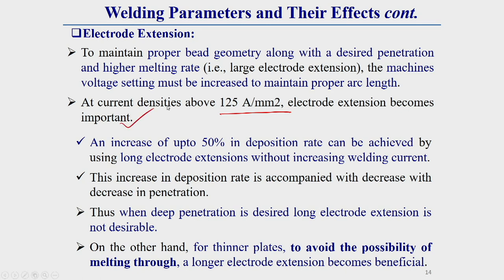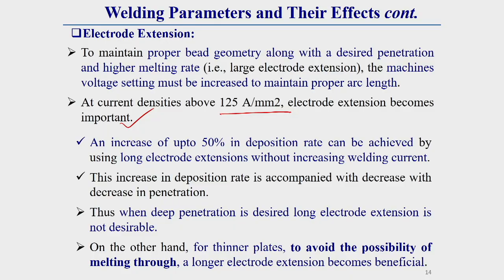Because if this current density is more than this, then this electrode extension will be beneficial. Generally, above this current density we can utilize burn off or resistance heating of the electrode. By resistance heating of the electrode, we can increase the deposition rate by around 50% without changing or increasing the current value. An increase of 50% deposition can be achieved by using a long electrode extension without increasing the welding current.